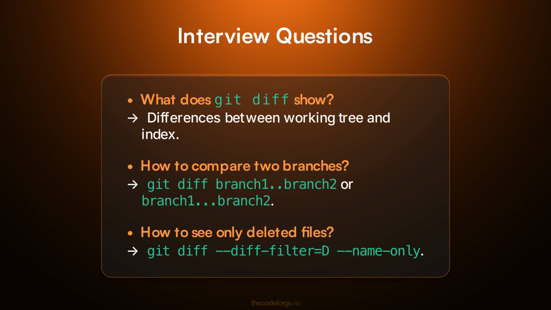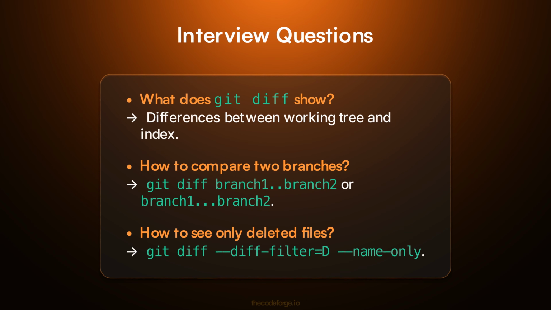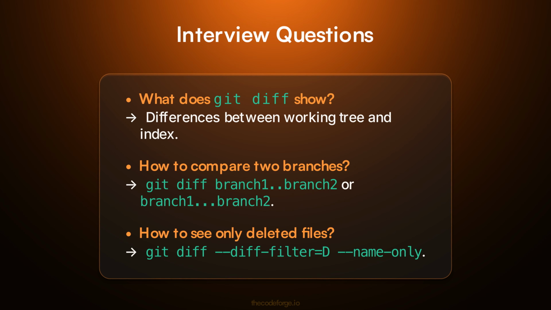Let's run through some common interview questions. What does git diff show? Differences between working tree and index. How to compare two branches? git diff branch1 branch2, or branch1...branch2. How to see only deleted files? git diff --diff-filter=D --name-only.